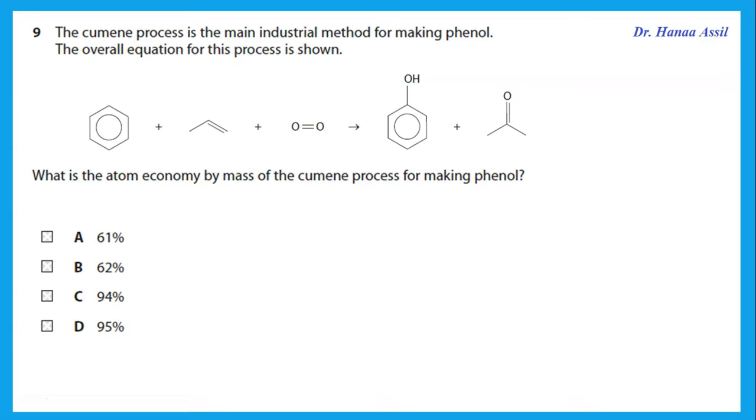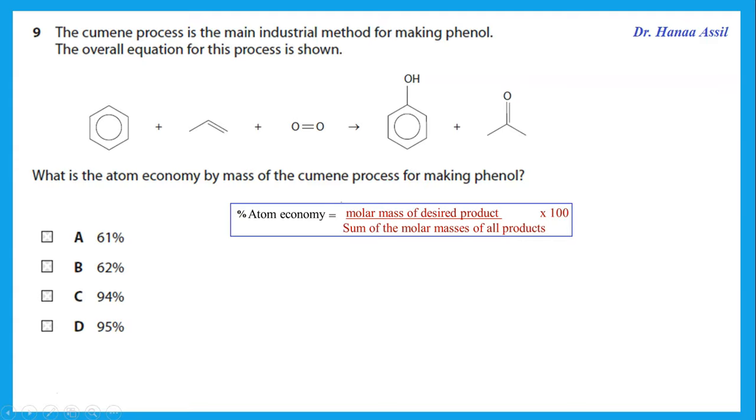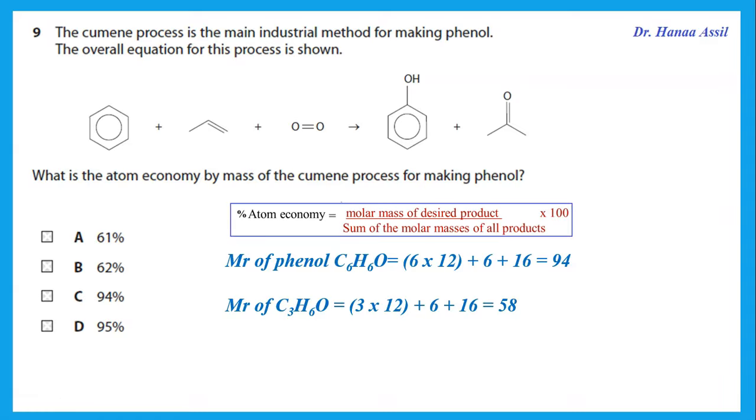You should remember what the percent atom economy is. It is the molar mass of the desired product over the sum of the molar masses of all products times 100. So we want the Mr of phenol, so that is 94, over the total Mr of both products times 100.